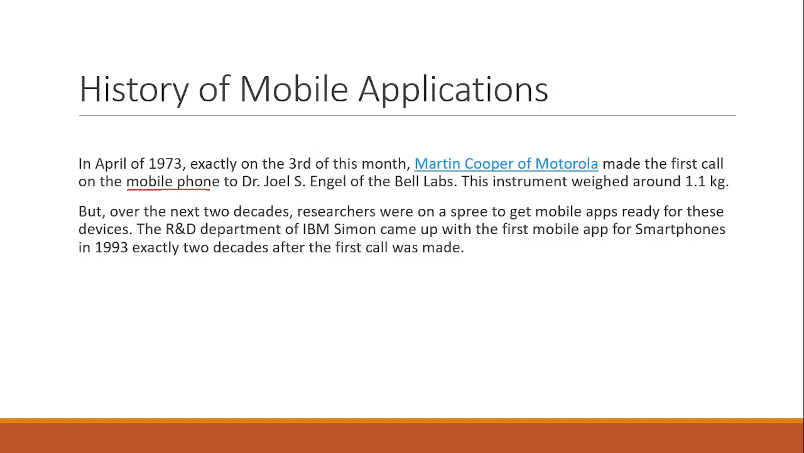But over the next 2 decades, researchers were more free to get mobile apps ready for these devices. The research and development department of IBM came up with the first mobile app for smartphones in 1993, exactly 2 decades after the first call was made. So in 1993, there was already a calculator and a contact book. So that was done by IBM on their first phone.